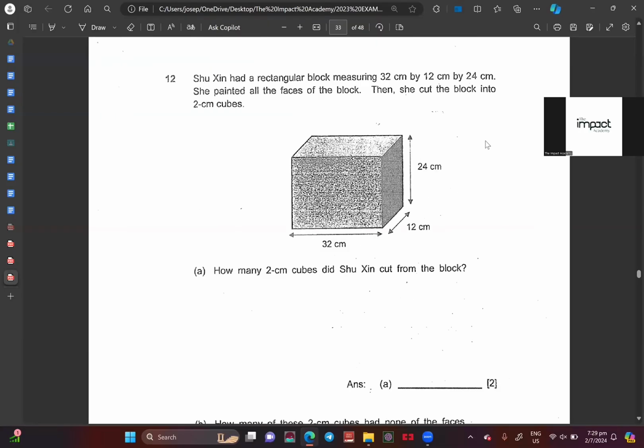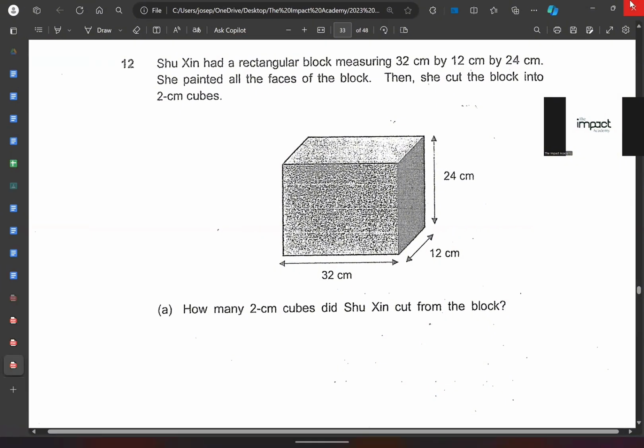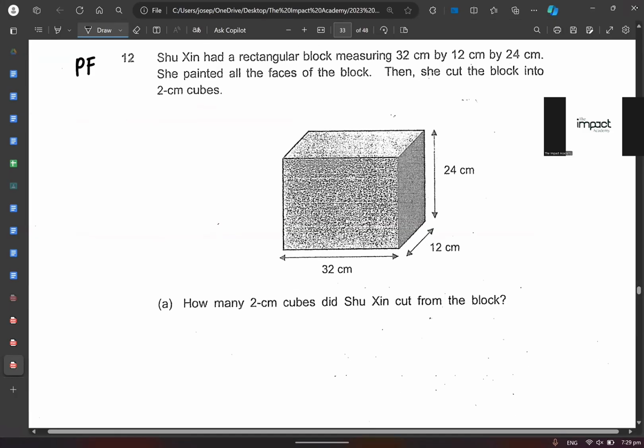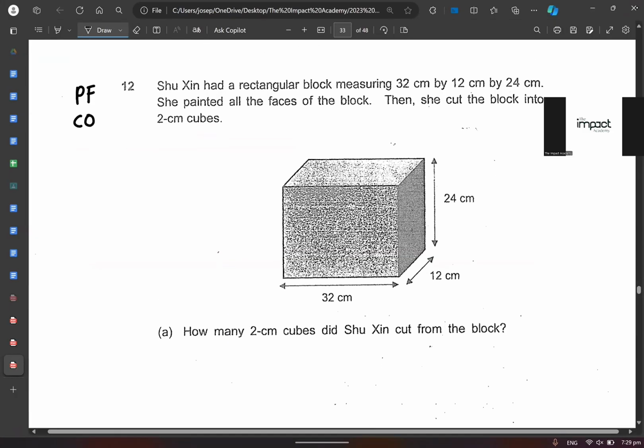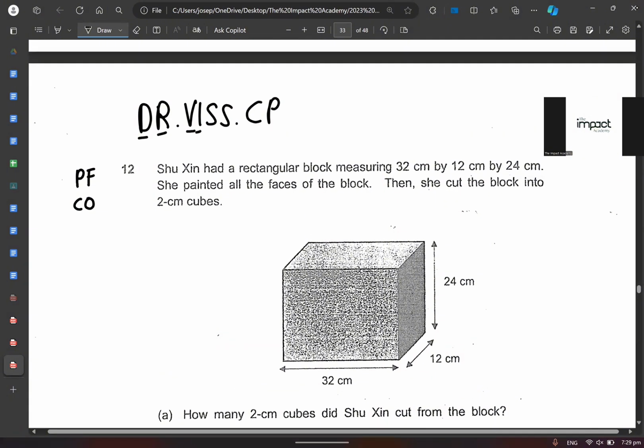Now, when we talk about painted faces, this is under volume. Of course, in fact, there's another concept called cutouts. These are all under volume. We call this Dr. V's Cures people. We use this acronym to help us remember. The first D stands for drawing and sketching, followed by rate of liquid, followed by volume of cubes and cuboid, followed by internal transfer, same water level, same height, cutout, painted faces.